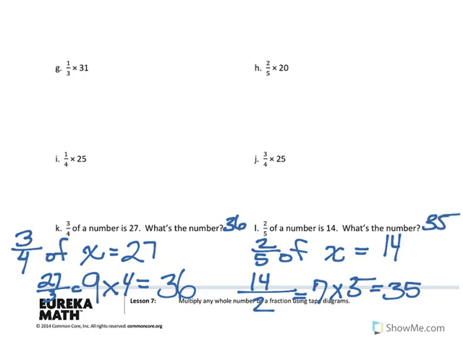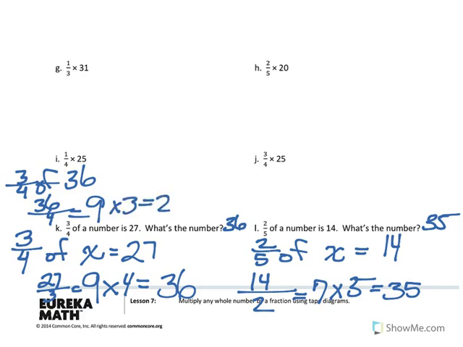The number is 35. And the way that I can check this is by going backwards. So if I have 3/4 of 36, normally I would take 36 divided by 4, which gives me 9. 9 times 3 is 27, and there's my number there. And the same thing with L.